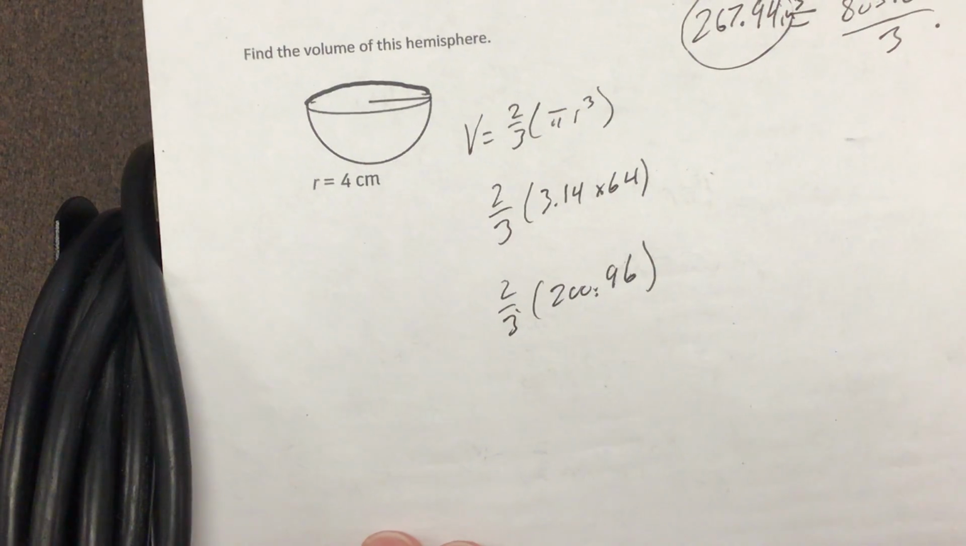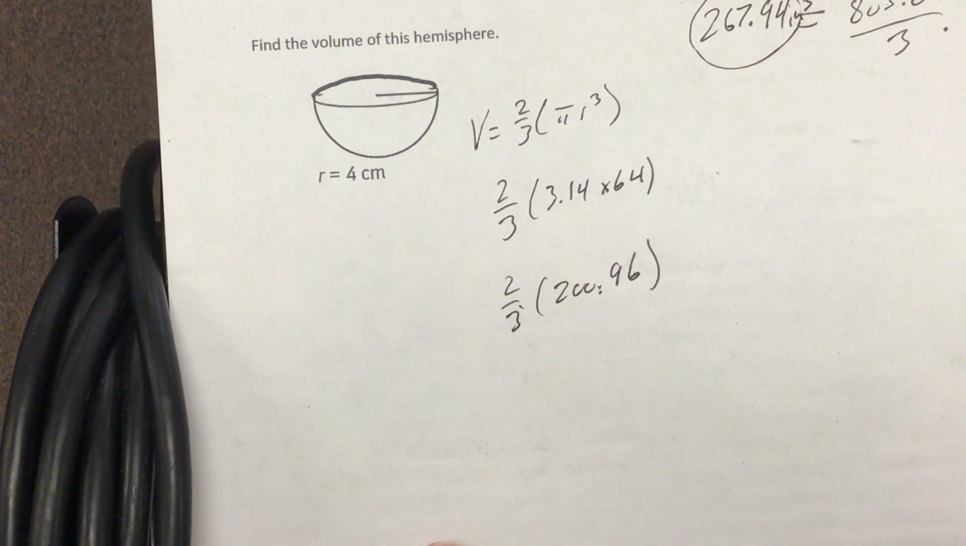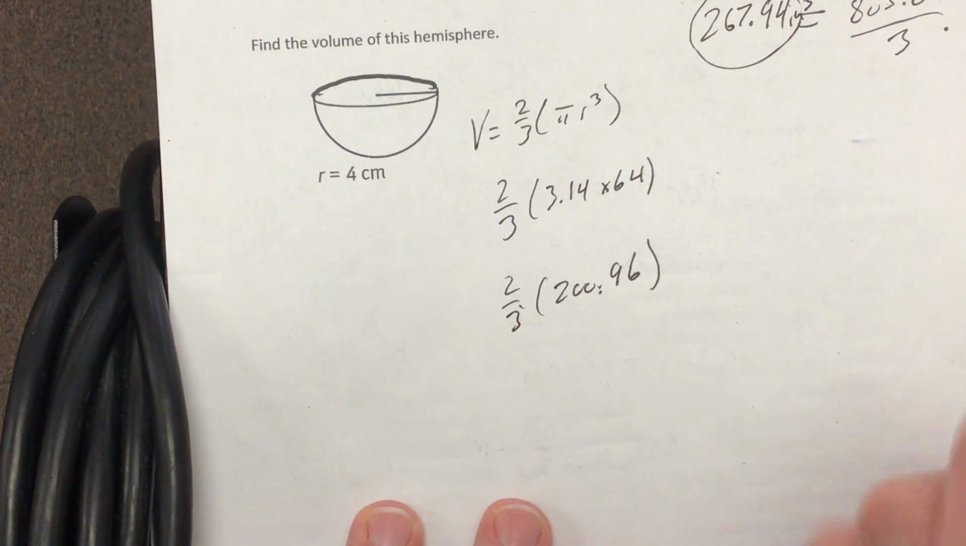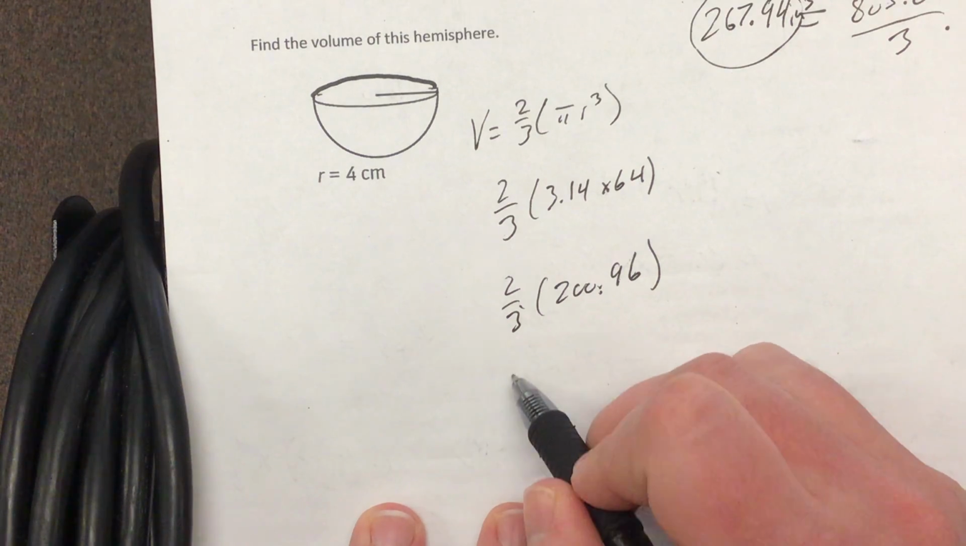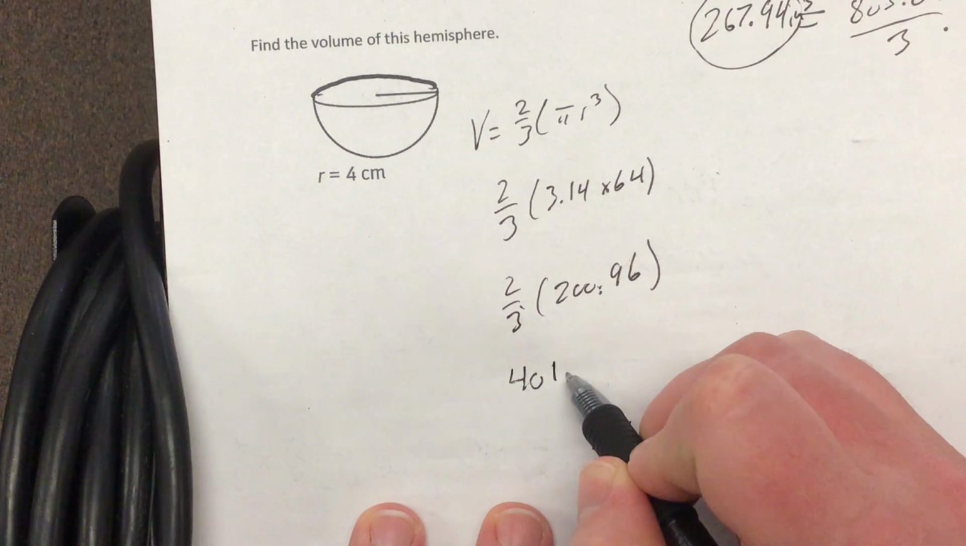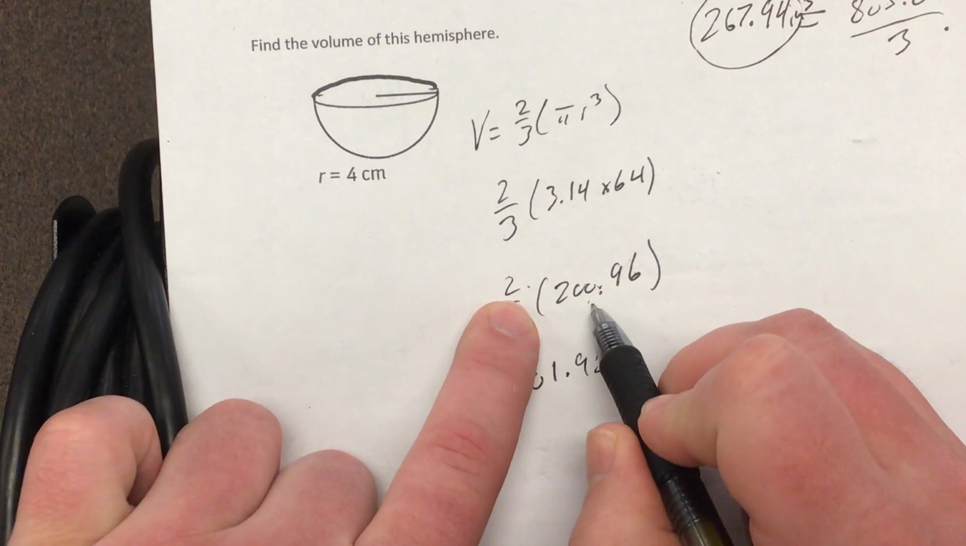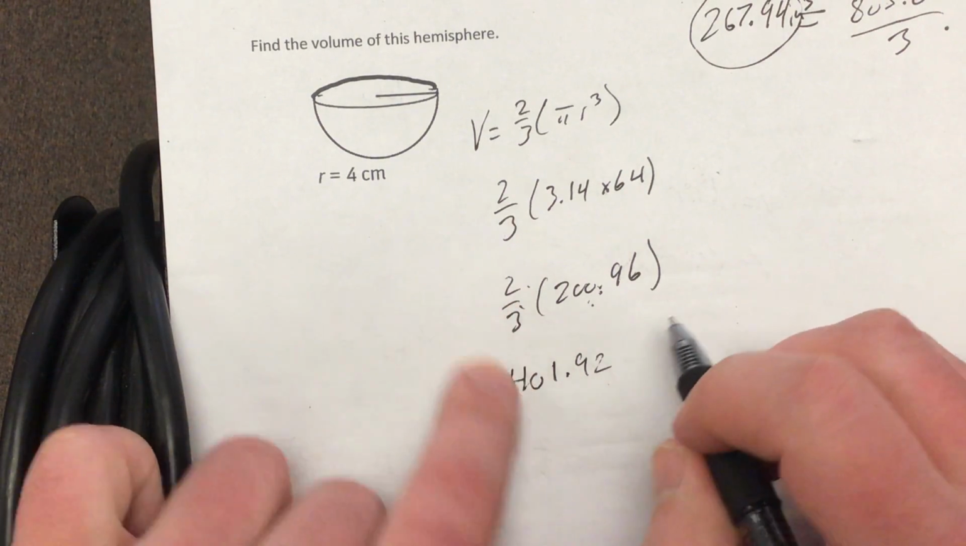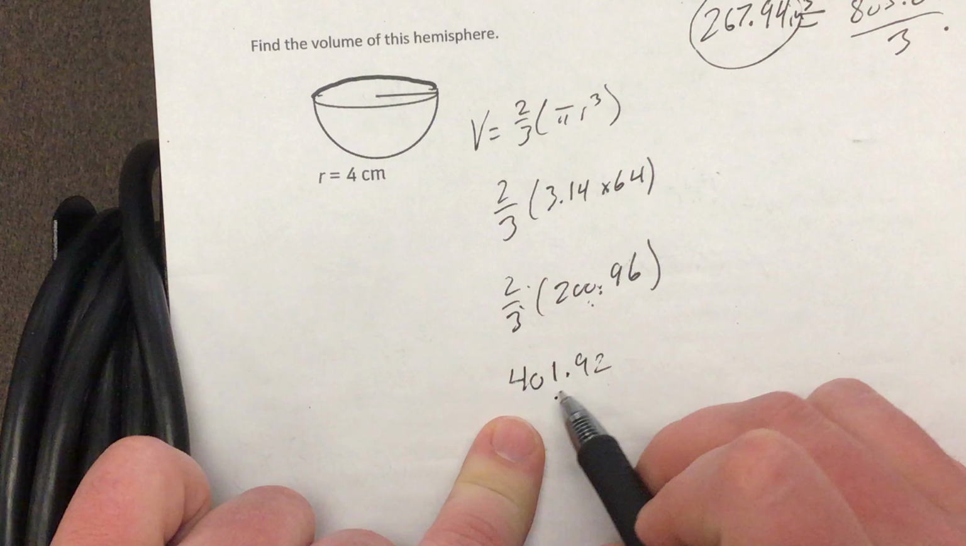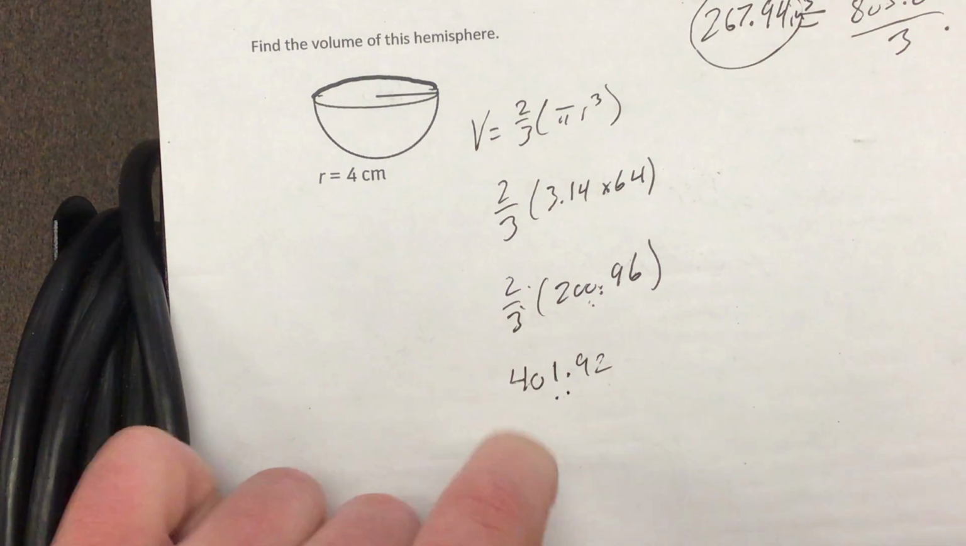Check your calculators. Don't just guess. Use your calculators. Why would we guess when we have our calculators? 200 plus 200 is 400, and 96 plus 96. It's not 449. Use your calculators, guys. We're multiplying 2 times 200.96. It's 401.92.